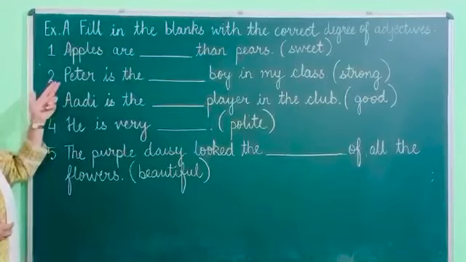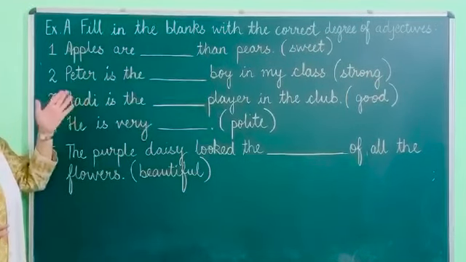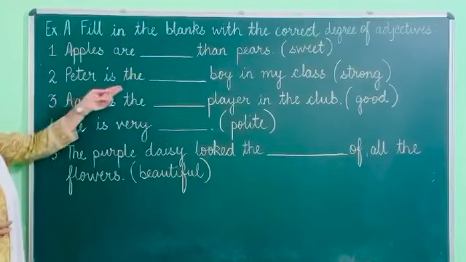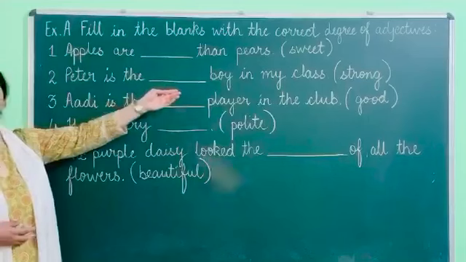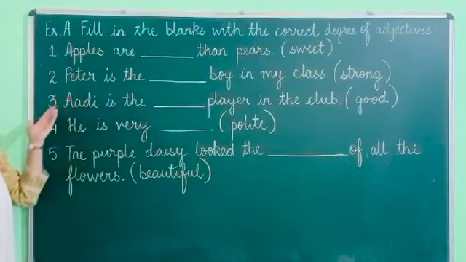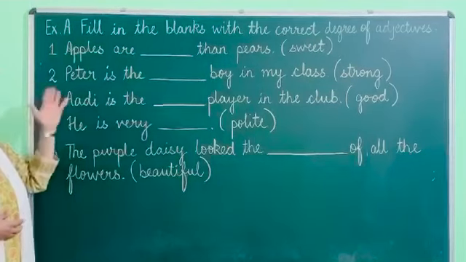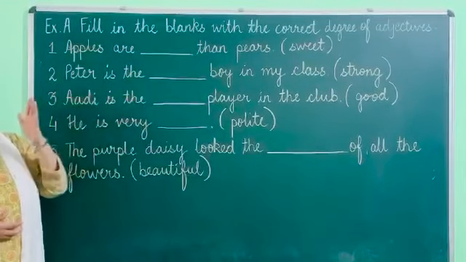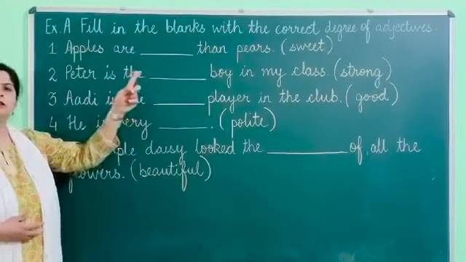Then number 2. Peter is the dash boy in my class. The word in the bracket is strong. Now because you have used the word the here, you would be using the superlative degree because you are talking about the entire class. You are not comparing two objects. You are comparing Peter to all the boys in the class. So you are going to use the superlative degree for the word strong.